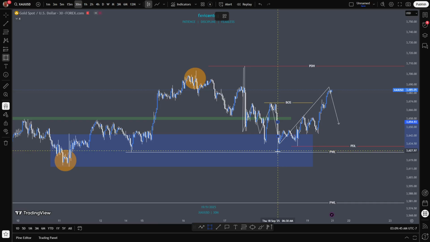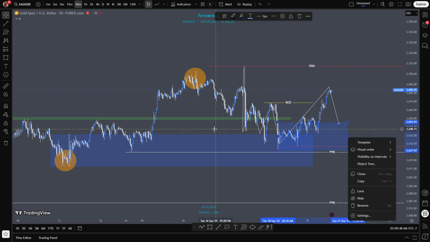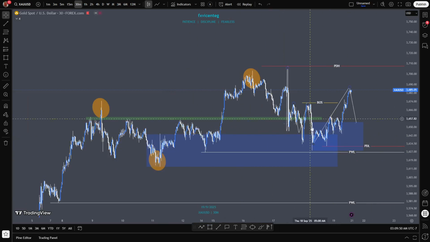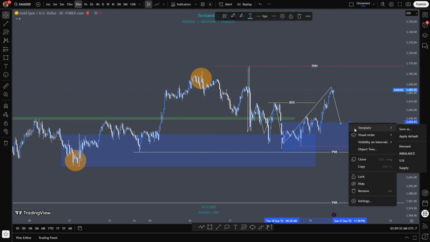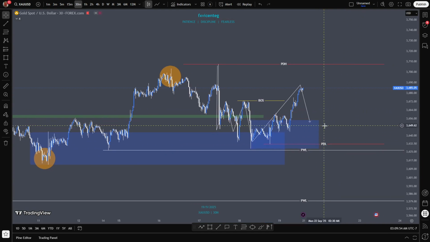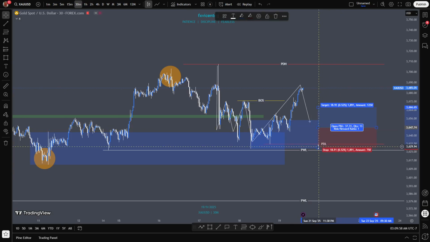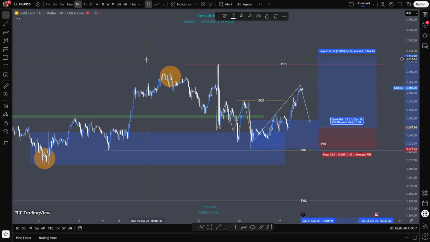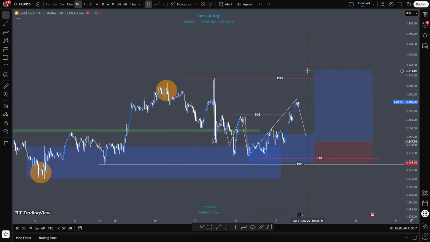This is my demand within a demand, right? So this is my overall demand, and then we have the new demands forming internally. So I'll look to buy in this demand is where I'm going to be looking to buy. Buy there, stop loss below there, and then target just above previous liquidity, which is here, that's my first target.